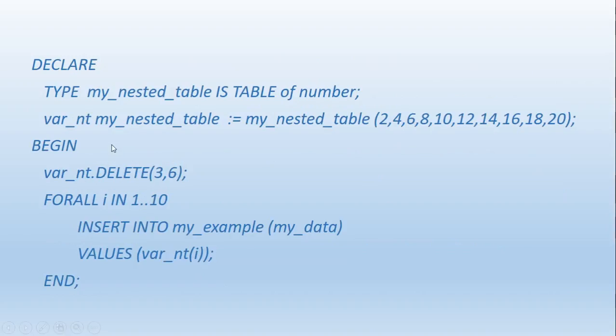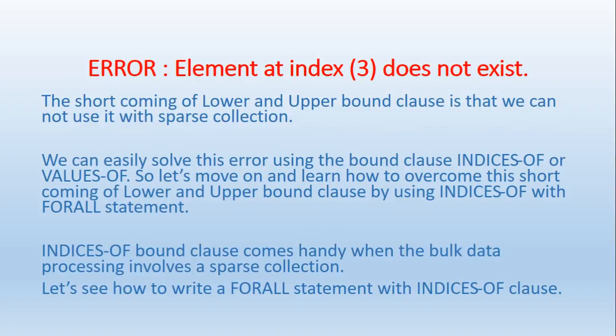As you can see, we have deleted the values from 3 to 6, so it becomes a sparse collection, and with the sparse collection we cannot use the lower and upper bound clause. So in that case we have to use indices of or values of. That is what I have written here. The shortcoming of the lower and upper bound clause is that we cannot use it with a sparse collection. We can easily solve this error using the bound clause, indices of or values of.